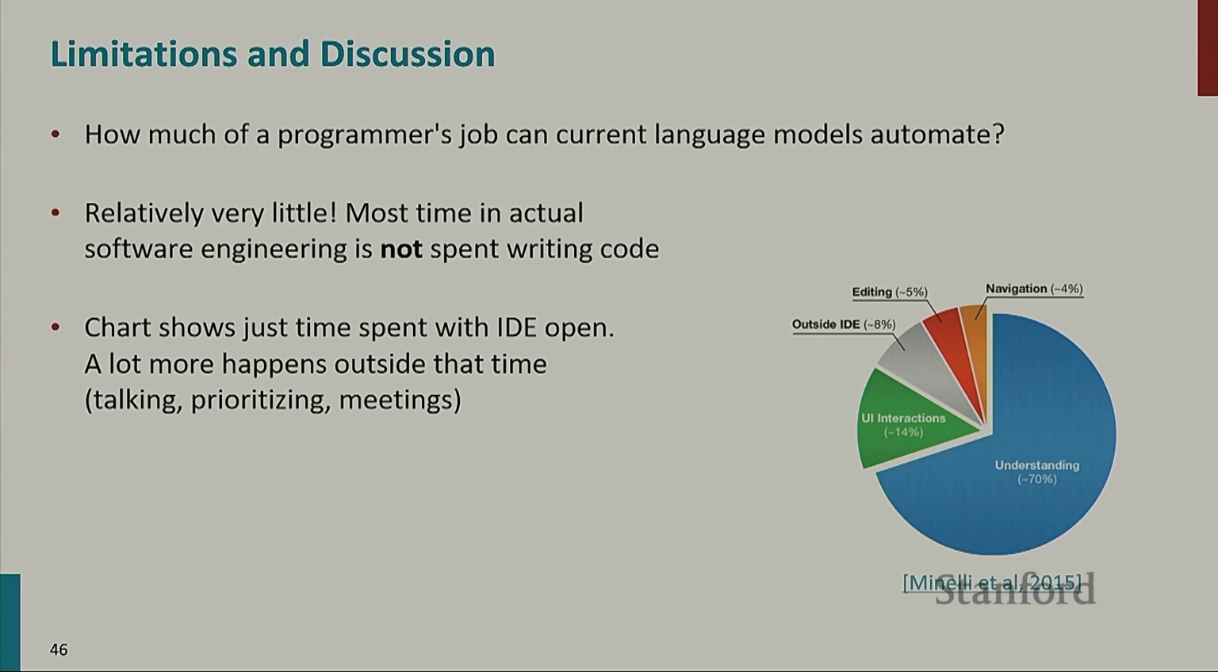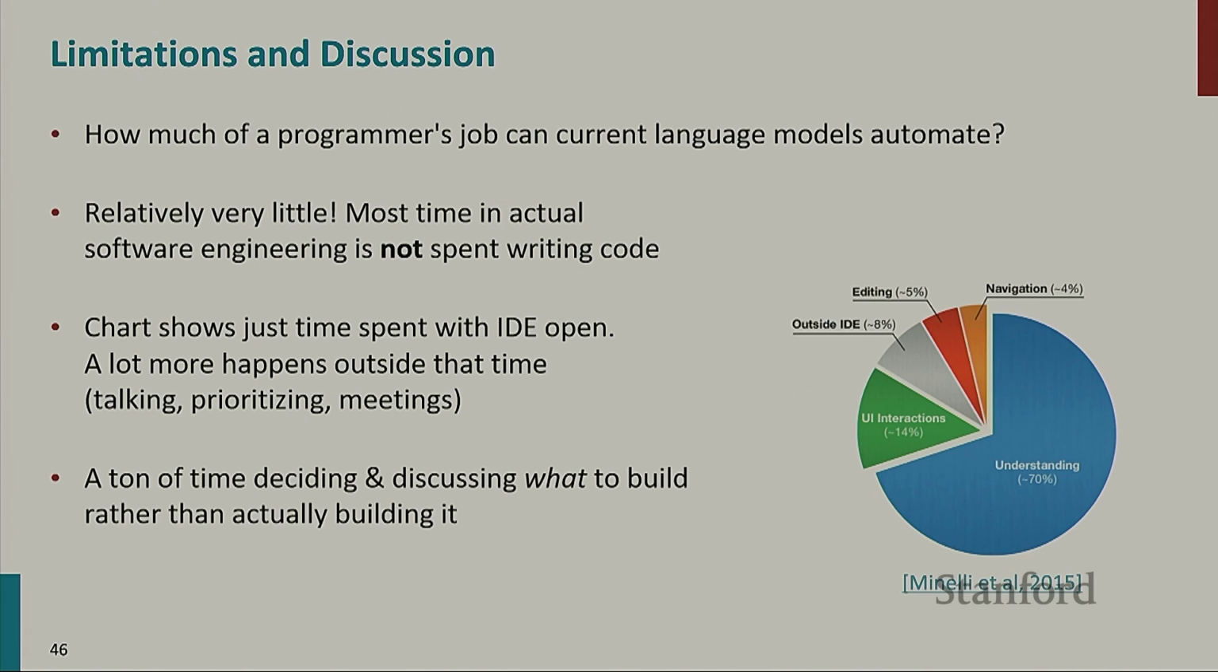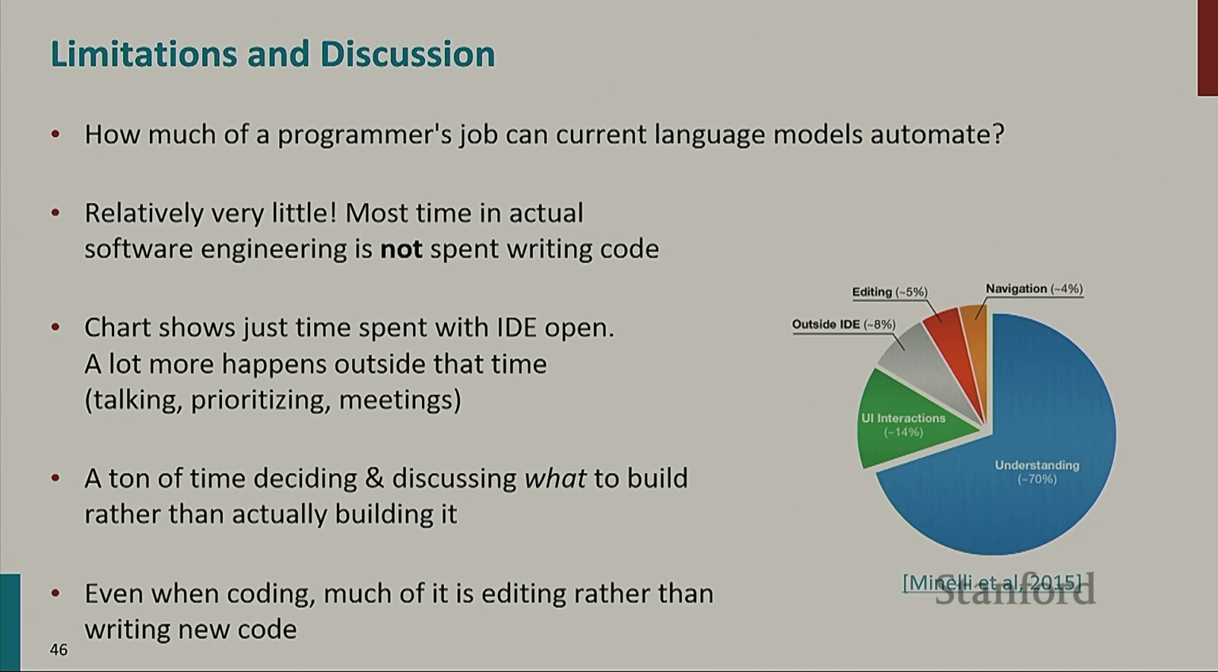And even editing code, a lot of time is not writing new code, but rather fixing bugs and maintaining. Right? So this is quite a lot of time that's not spent writing code for people that are paid to write code. And yeah, there's this whole process of deciding what to build, which is usually more important than just building the thing, right? And this is still quite far from what Codex can do.